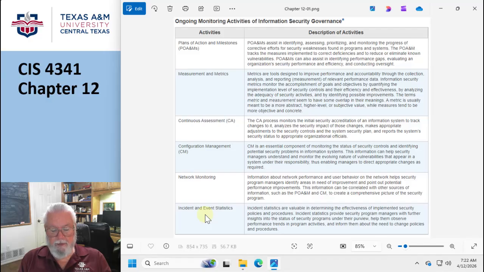Okay, now we mentioned before, when we were talking about project management, to make sure everyone knows what tasks are assigned to them. Who's doing the plans, who's doing the measurements, who's doing configuration management, who's doing network monitoring, who's doing incident statistics. Somebody has to be in charge of all that. Okay, good. So the system development life cycle, this is from the other NIST document. Mostly a repeat from Chapter 11, so we're going to move on.